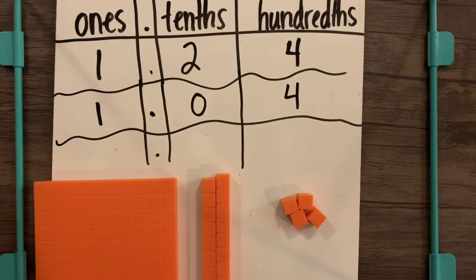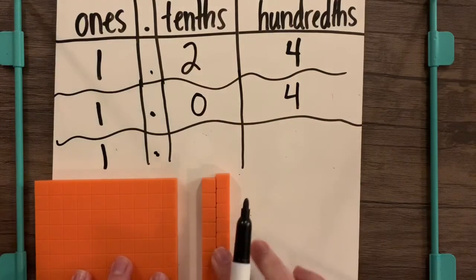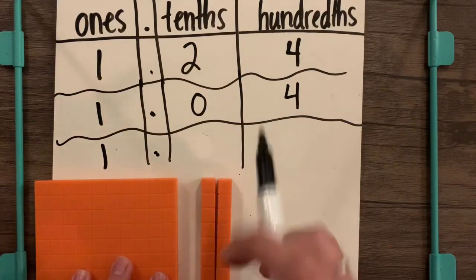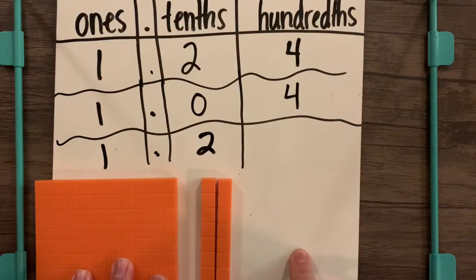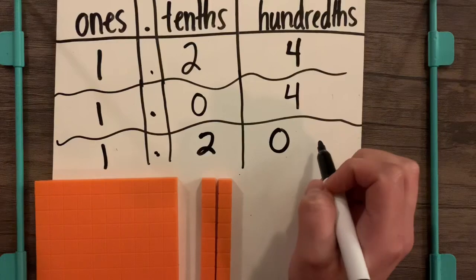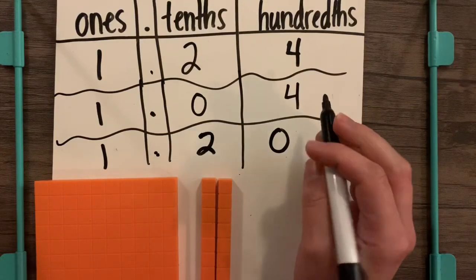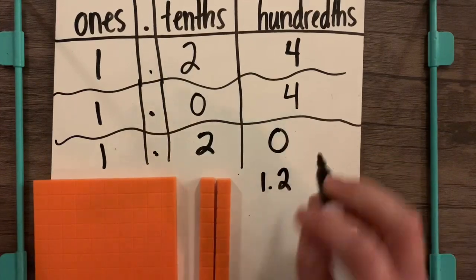Let's represent another number using our base 10 blocks first. I'm going to take away the hundredths now. Here we can clearly see that we still have our one whole, and we have our two groups of 10, so we have 2 tenths. And I took away the hundredths, so I have 0 hundredths. So what this means is that as a decimal, we have one whole and two groups of tenths.